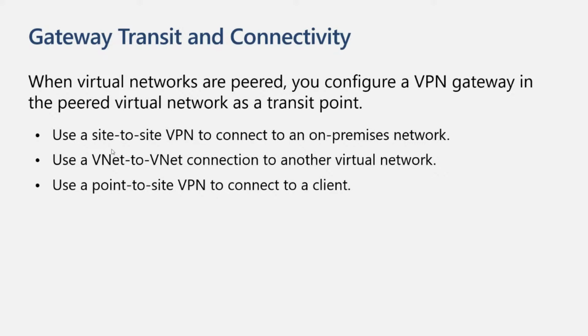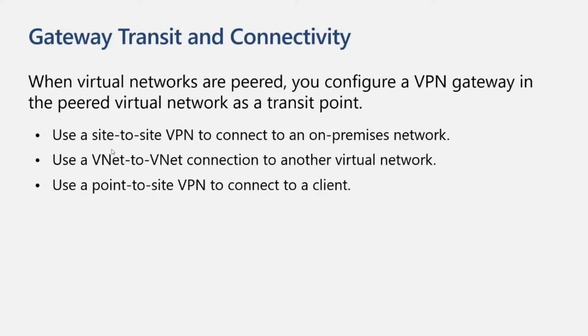We also have VNet to VNet, which is very similar to the concept of virtual network peering. The difference being that with our VNet to VNet, this traffic is going to be encrypted versus something like peering, which is using the Microsoft backbone. So if you're ever trying to remember what's the difference between peering and VNet to VNet that uses a VPN gateway, think encryption.